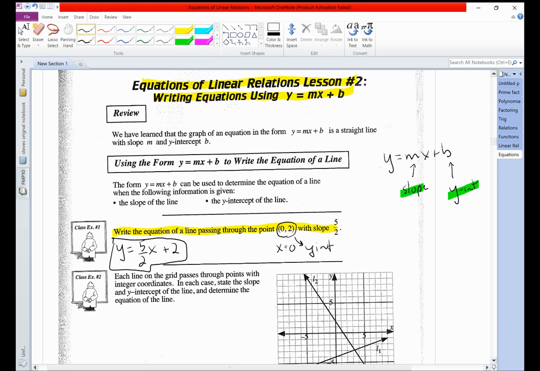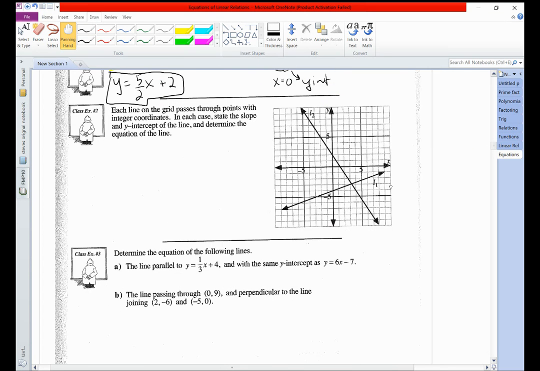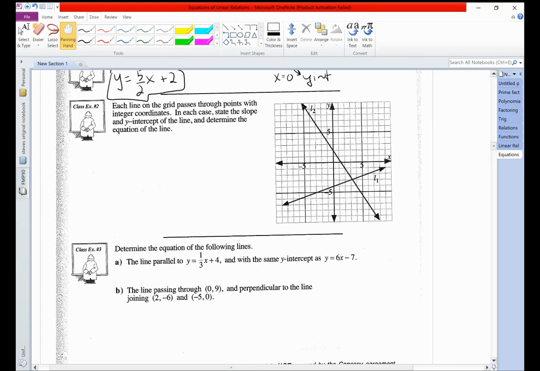That's not so bad, but lots of the time they're not going to give you that exact information. You might have to come up with it a little bit. So let's go on to the next one here. Each line on the grid passes through points with integer coordinates. In each case, state the slope and y-intercept of the line and determine the equation of the line.